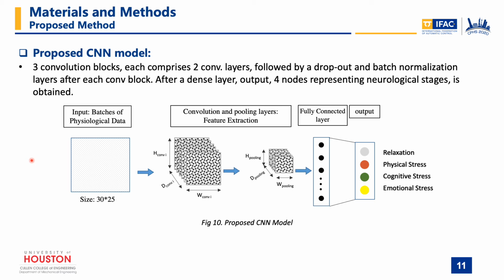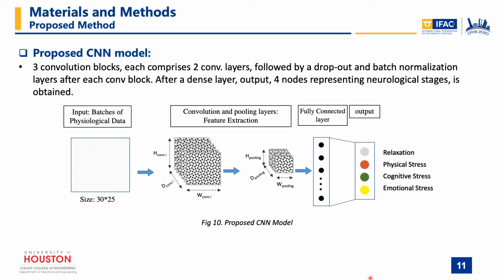We use CNN models for the purpose of multivariable time series classification. So we propose two models, a 1D and a 2D CNN model, which receive our physiological data and, by learning the patterns in it, classify the input into four neurological stages: relaxation, physical activity, cognitive, and emotional stress. Here in this figure, you can see a representation of both 1D and 2D CNNs because, as I just mentioned, the difference is in the kernels, which are not shown here specifically.